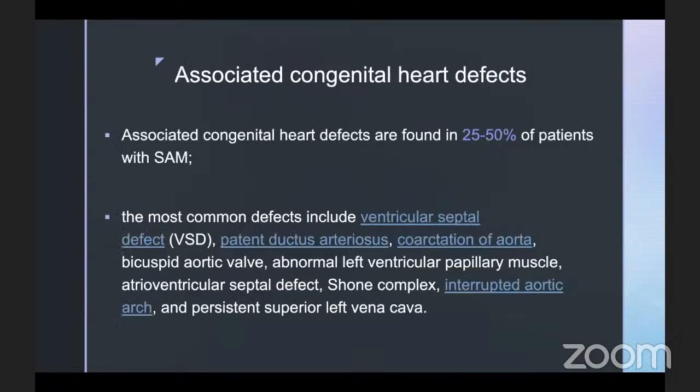Associated congenital heart defects with subaortic membrane occur in around 25 to 50% of patients with SAM. The most common defects include ventricular septal defect, patent ductus arteriosus, coarctation of aorta, bicuspid aortic valve, abnormal left ventricular papillary muscle, atrioventricular septal defect, Shone complex, interrupted aortic arch, and persistent left superior vena cava.